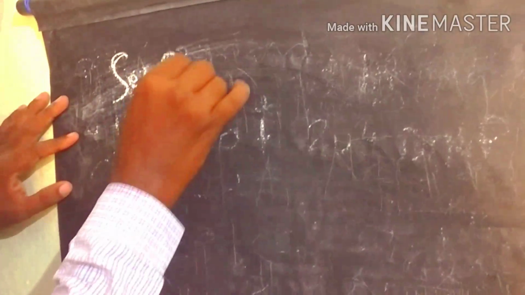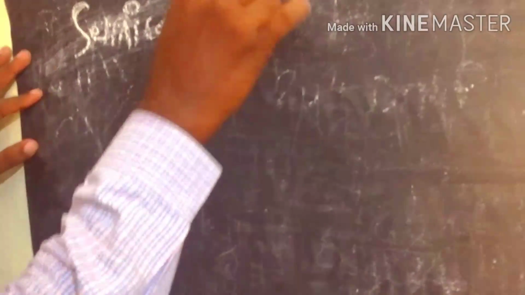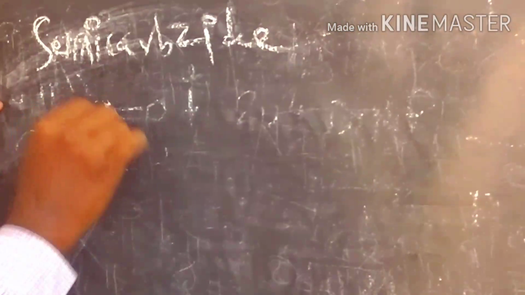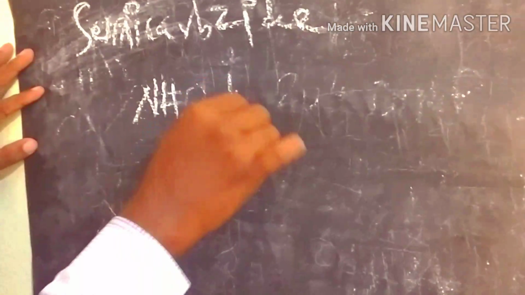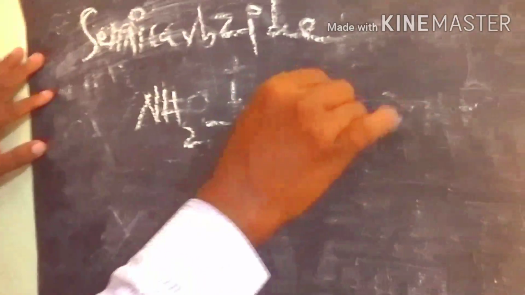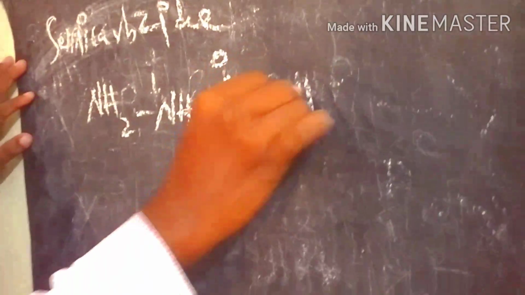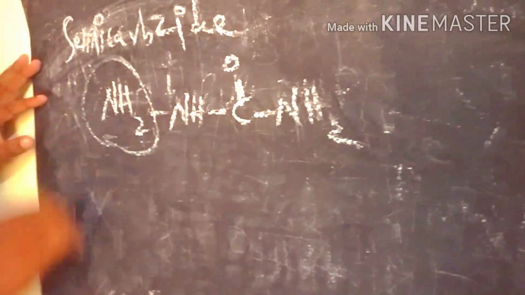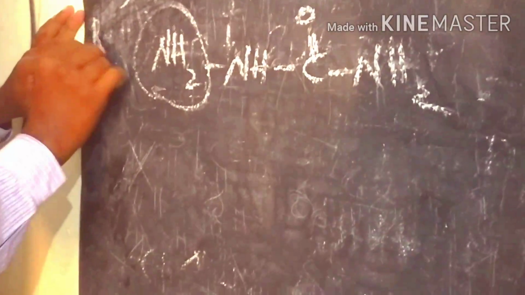So this is also very simple. First we know about the semicarbazide reaction. This is the semicarbazide, so it is a urea structure. We have one more amino group, so that we call it a semicarbazide. Here the semicarbazide reacts with an aldehyde.